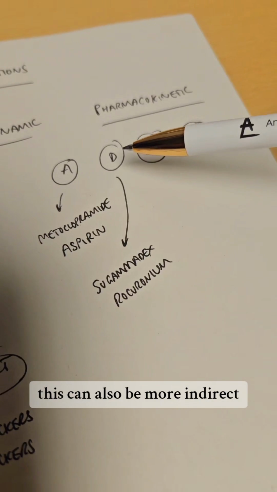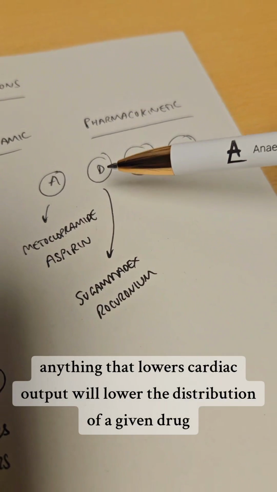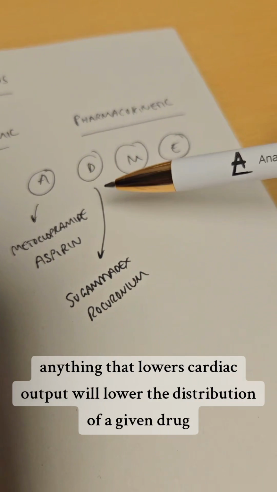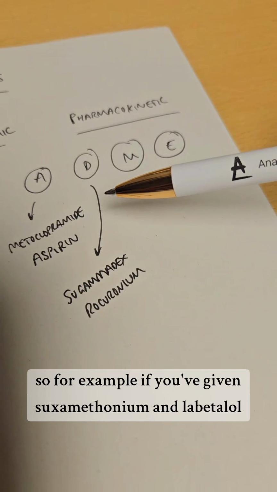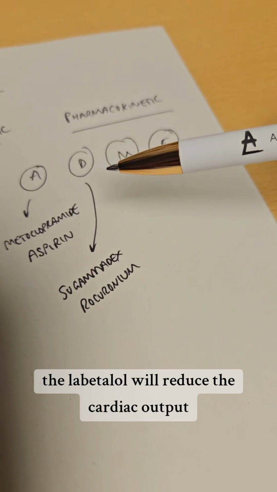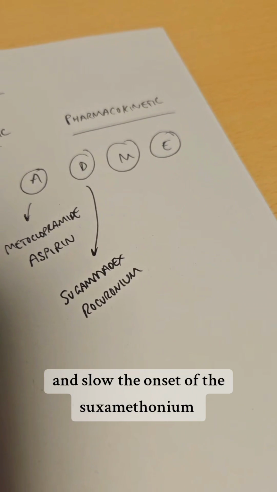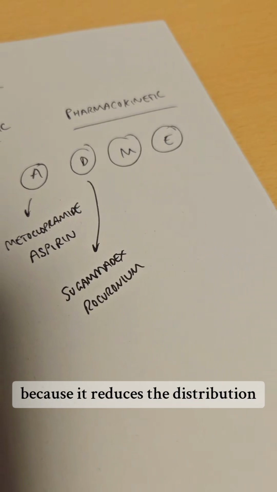This can also be more indirect, so anything that lowers cardiac output will lower the distribution of a given drug. So, for example, if you've given suxamethonium and labetalol, the labetalol will reduce the cardiac output and slow the onset of the suxamethonium because it reduces the distribution.